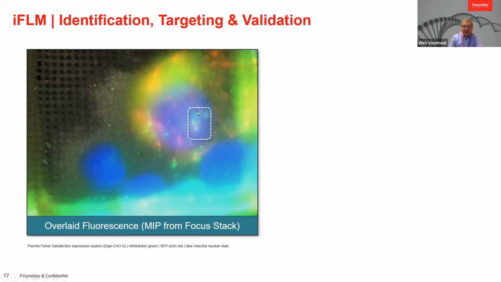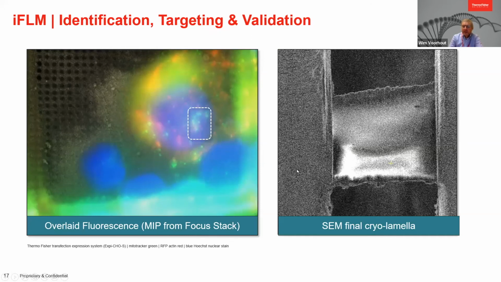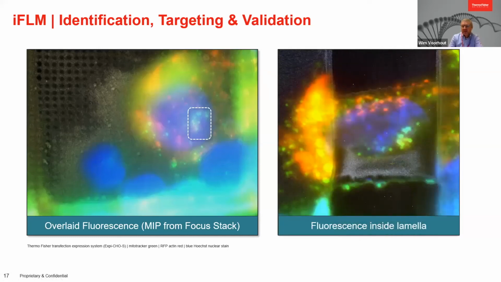In this case, the mitochondria were labeled with MitoTracker Green. So here we have an area with quite a few mitochondria. Then you can prepare your lamella in this region. And even after preparing the lamella, you can go back to the fluorescent imaging and check if your structures of interest are still present in the lamella before you thin it down to the final thickness.